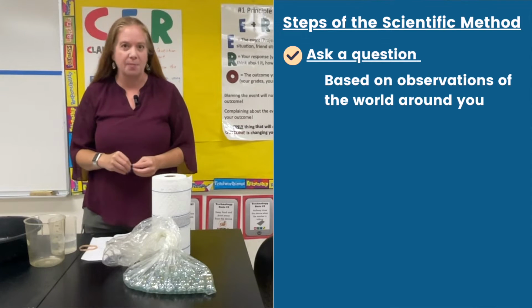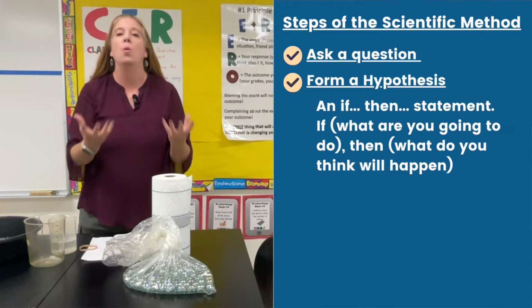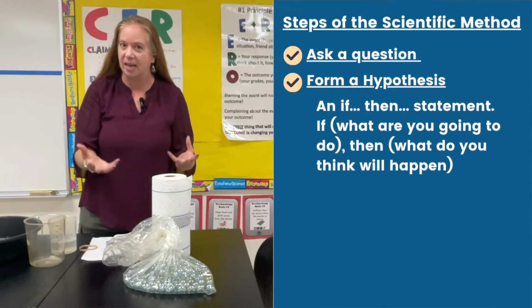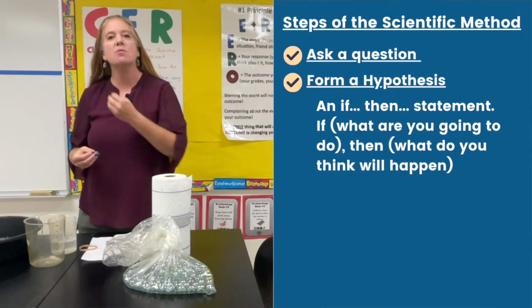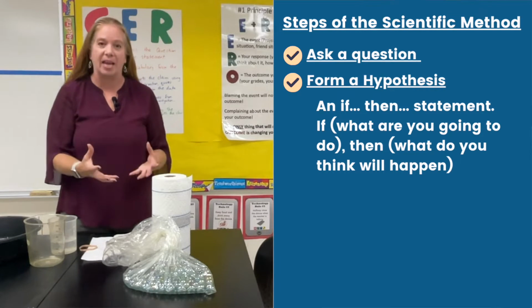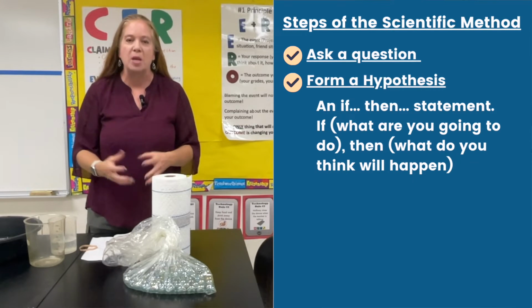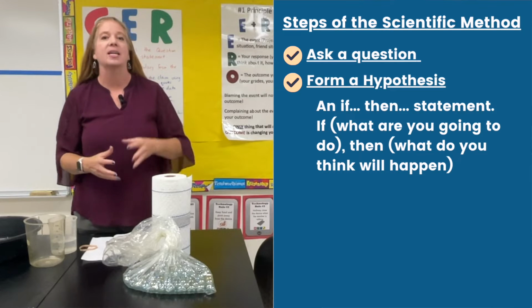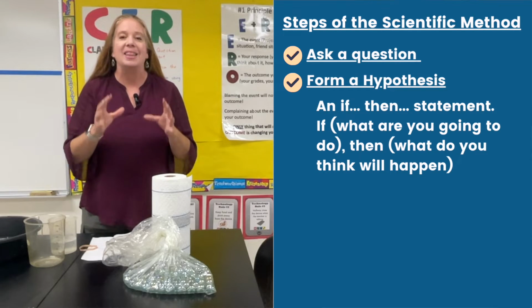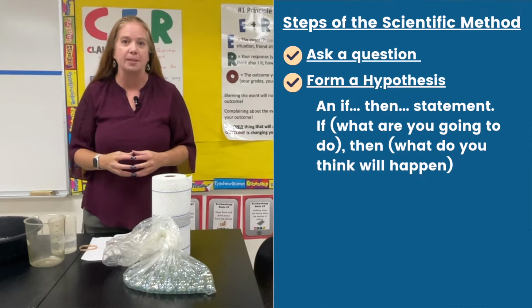From there, you make a hypothesis. If, then. If, what are you going to do? What are you going to test? Then, what do you think is going to happen? Now, your hypothesis is an educated guess, but again, it's educated. It's based on what you know. So you might say something like, if I test different types of paper towels, then Brawny will be the strongest, because that's what their commercial claim says.